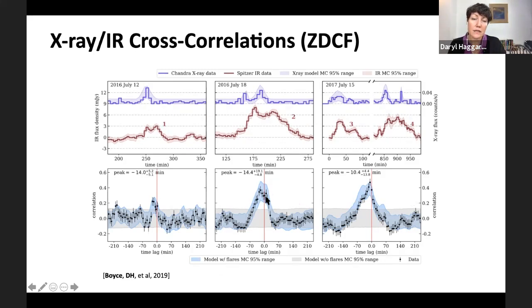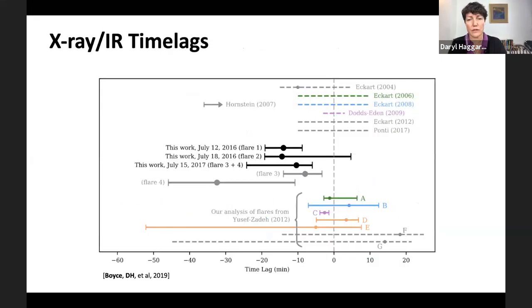And you can see that no lag, no difference between the timing for the two, would be this red line here. And in all of these cases, it looks like there's a slight difference between the time when the infrared and the time when the X-ray peak. So Hope took this result and she also pulled everything she could out of the literature. And these are those flares that we observed in these really spectacular long 24-hour overlapping light curves. On this side of the dotted line, you see the X-ray leads the infrared. On this side, the infrared leads the X-ray.